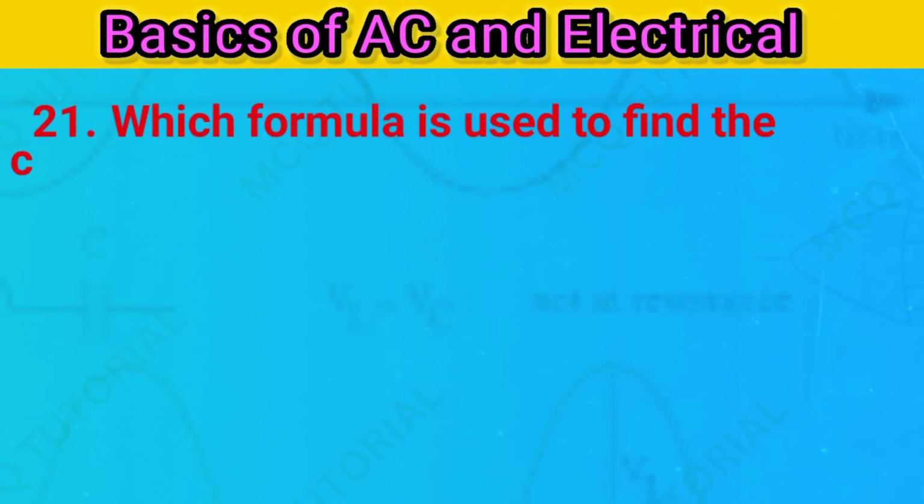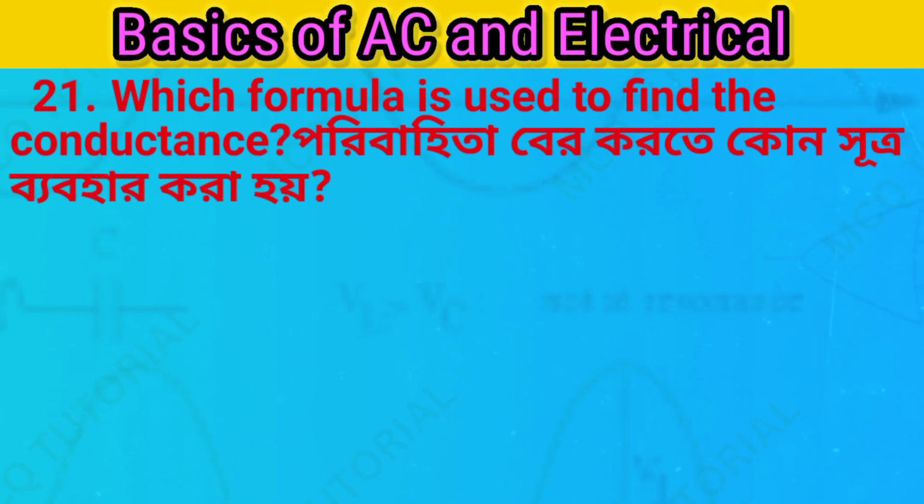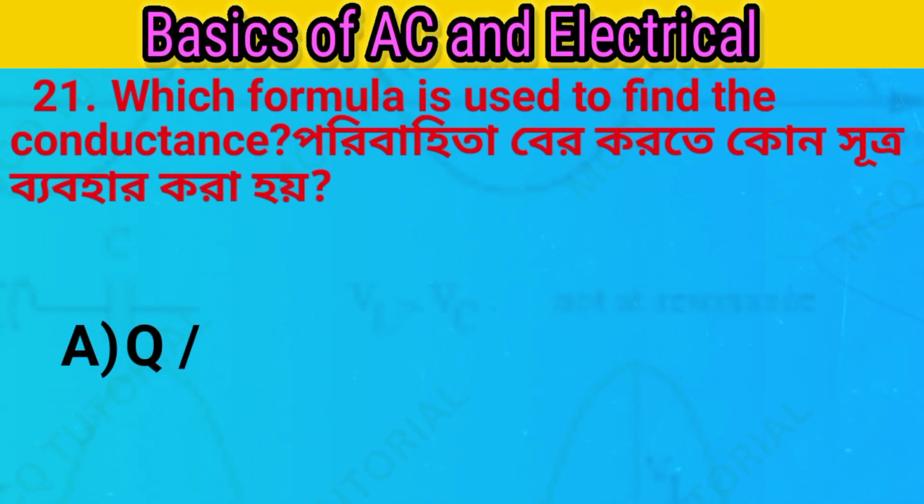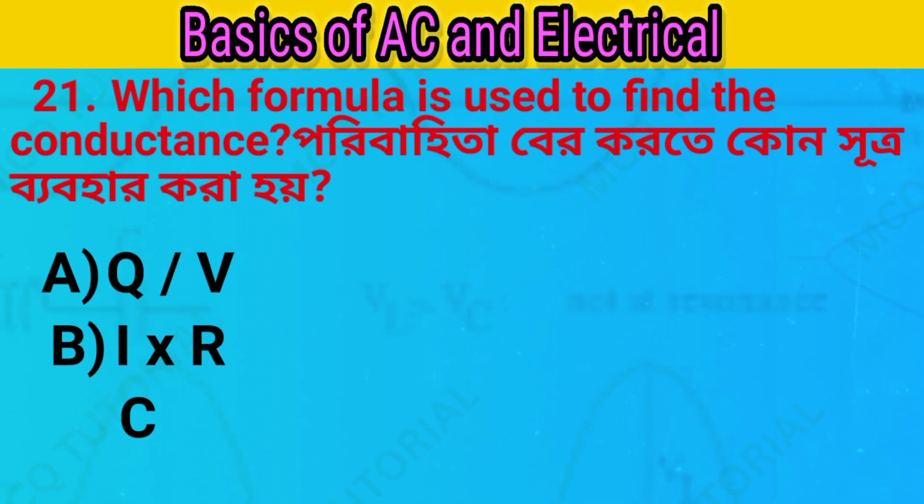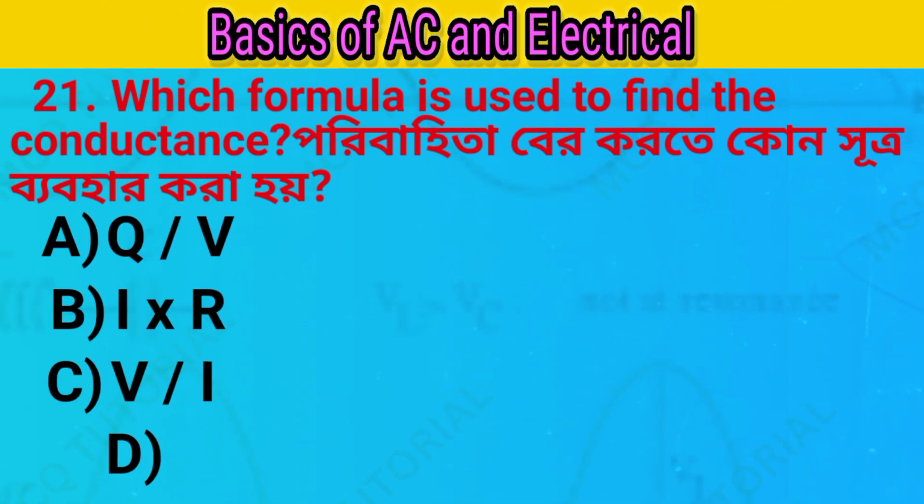Question 21. Which formula is used to find the conductance? Option A Q/V, option B I × R, option C V/I, option D I/V.